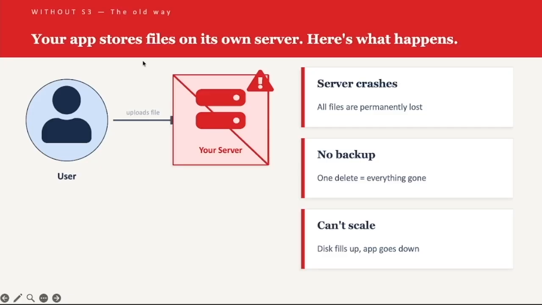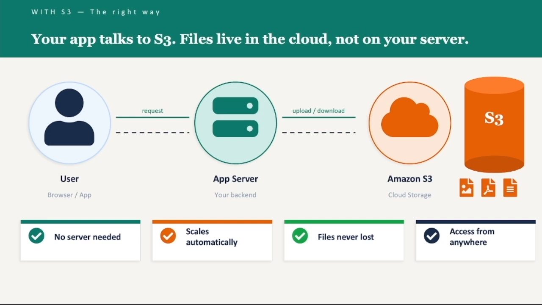Okay, before S3 existed, or before developers knew about it, the default approach was to store files directly on your own server. Sounds fine, right? Let me show you what actually happened. With S3, the architecture looks completely different. Your user still uploads a file same as before. Your app server receives the request, but instead of saving the file to its own disk, it sends the file straight to Amazon S3. S3 stores it, S3 manages it, and S3 keeps it safe. Your server doesn't hold any file at all.